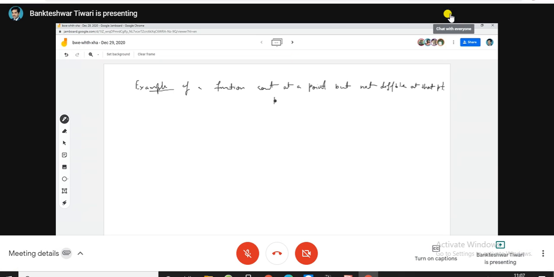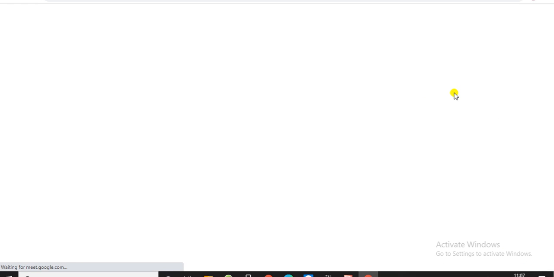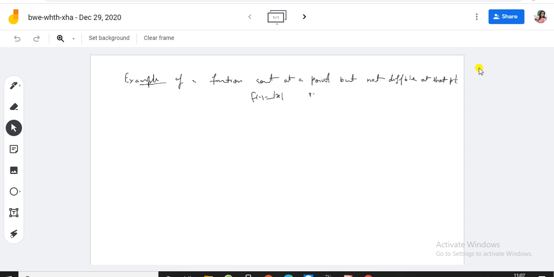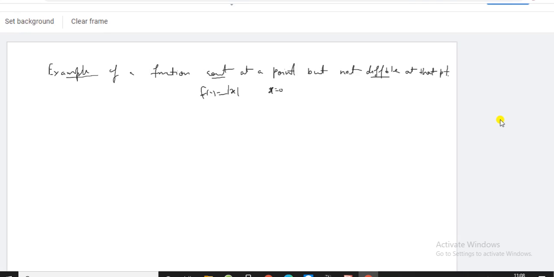So this mod x is a function. At x equal to 0, it is continuous but not differentiable. Similarly, you can construct functions which are not differentiable at 2 points, or at 3 points, with the help of this function. Similarly, you can also construct examples of functions which are differentiable, say k times, but not differentiable k plus 1 times.